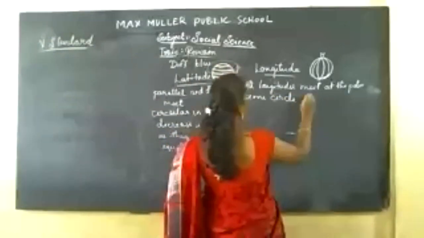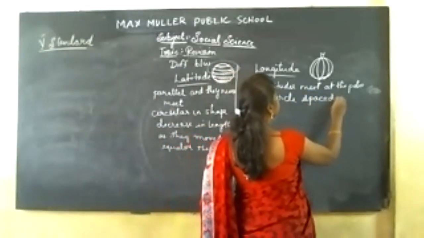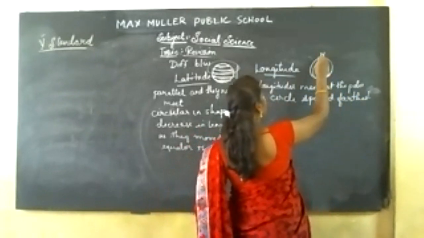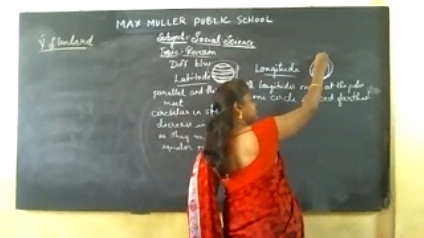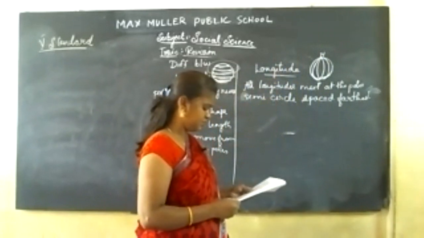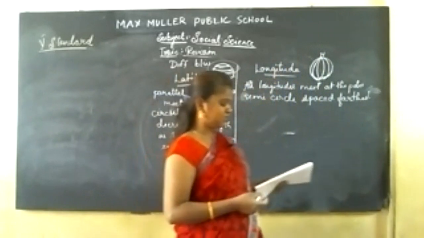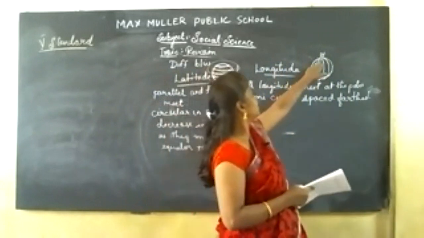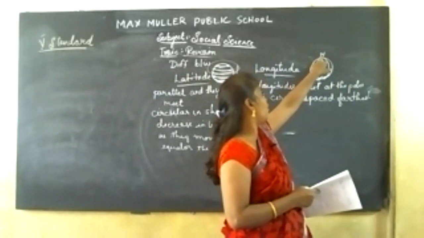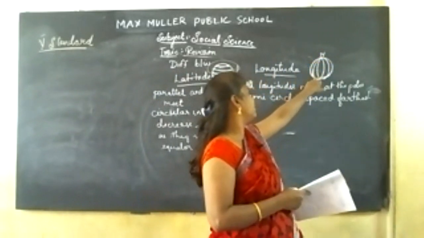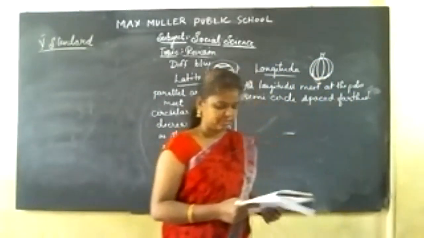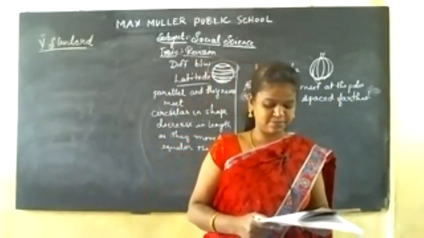And even it is spaced farthest. Spaced farthest means it is far. You can see it's starting from the North Pole to the South Pole. It is far from the equator and comes together to a point at the poles. You can see this imaginary line is a semicircle. It's moving from the North Pole to the equator and again to the South Pole. The lines are very far apart at the equator, and touch at the poles.